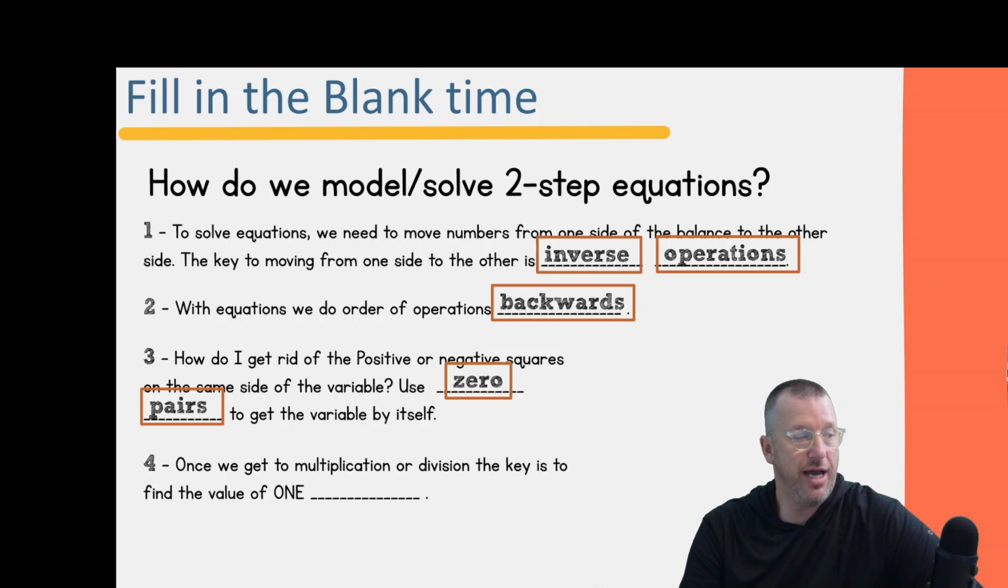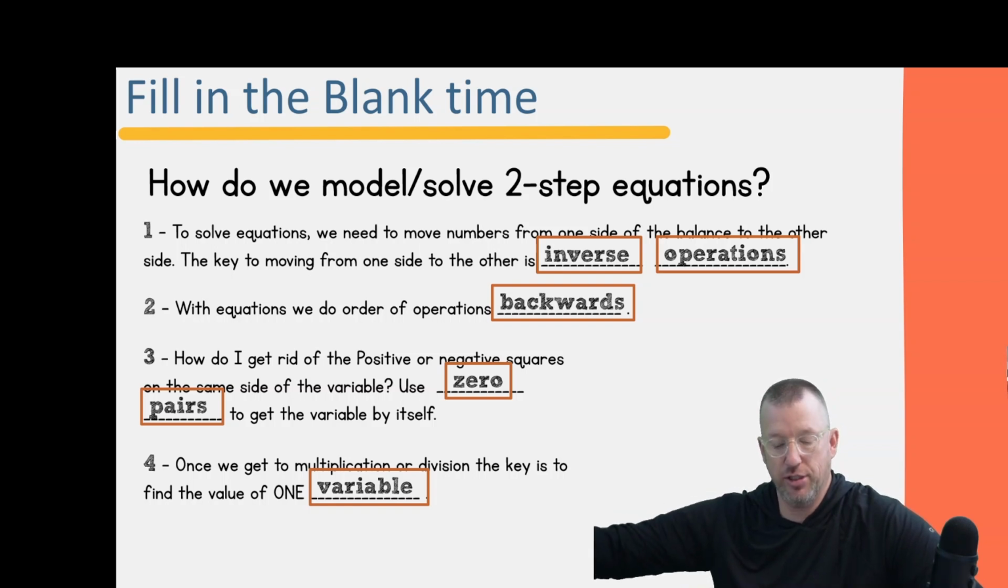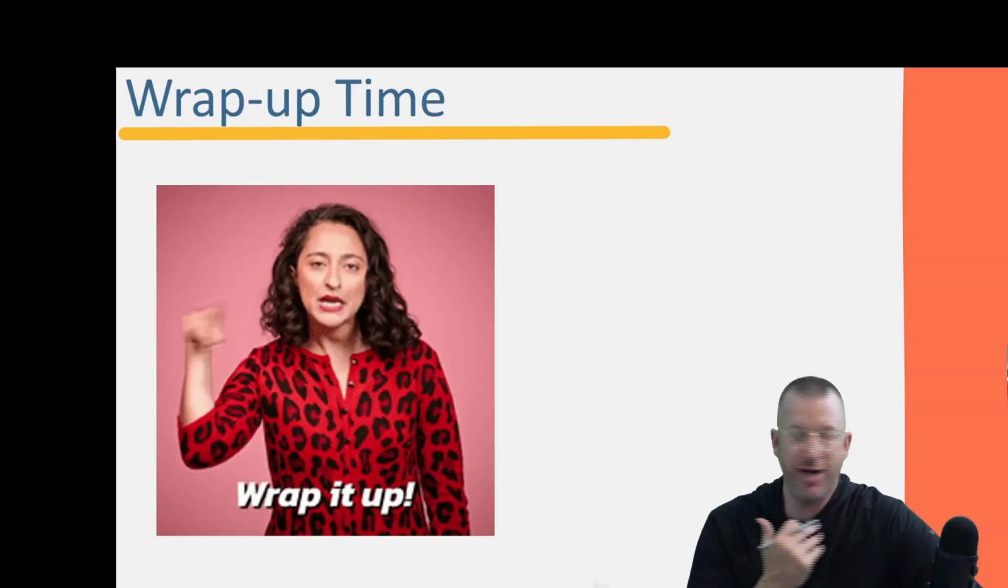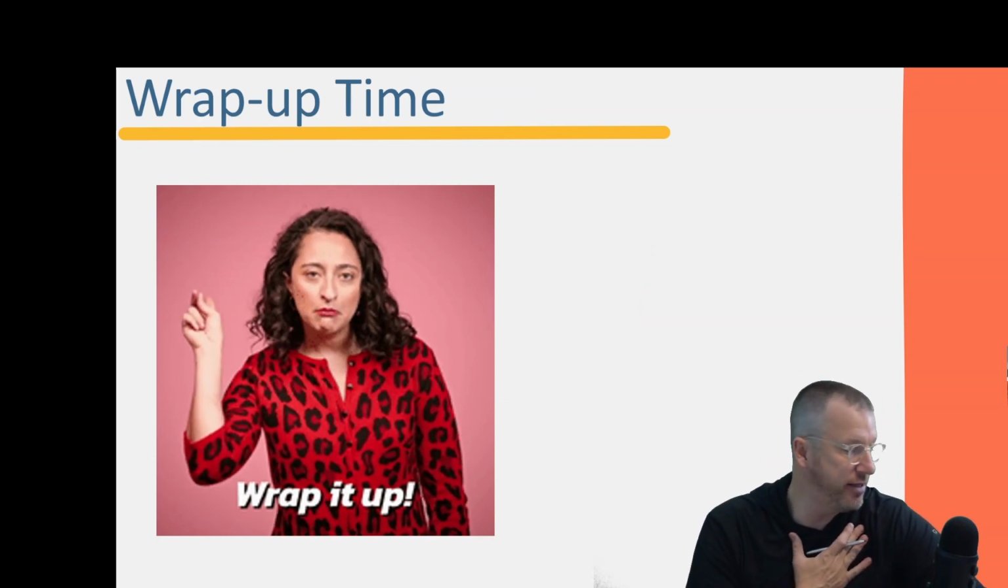And then once we do that, we get to the multiplication or division, which is the key to finding the value of one variable. The first step gets rid of addition or subtraction. Once we get to multiplication or division, the key is to get down to one variable, not a half of a variable, not 3 variables. All right, so you guys are ready to rock and roll. It's a little bit of a challenge, but I think you're up for the task.